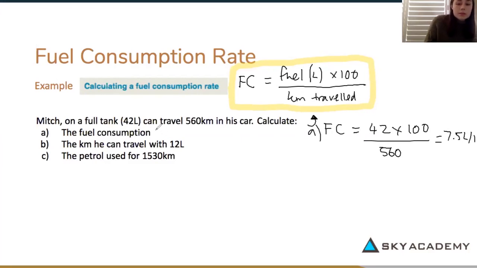So my fuel consumption is 7.5 litres per 100 kilometres. So if I travel 100 kilometres, I will use 7.5 litres of petrol. If I travel another 100 kilometres, I'll use another 7.5 litres of petrol.